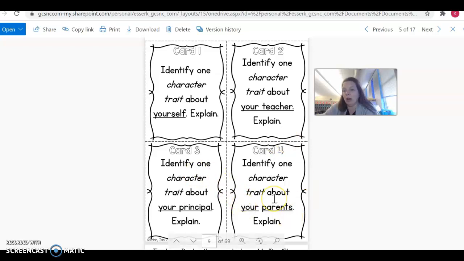And then how would you describe your parents? Okay, what's a character trait that would describe how your parents behave? Are they funny? Are they responsible? Are they respectful? How would you describe your parents? Okay, so that's what we're going to be doing. We're going to be looking at characters just like we can look at each other, we can look at our friends, and we can come up with a character trait for them. All right, so let's get started.